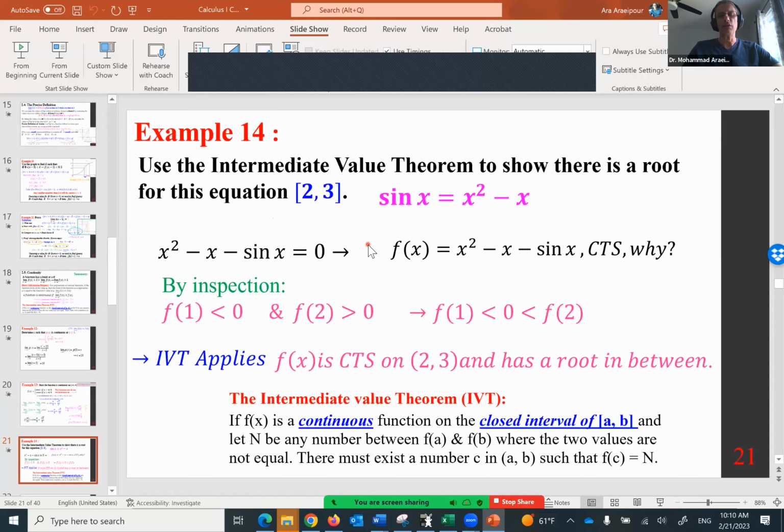The intermediate value theorem says that if a function is continuous on the closed interval from a to b, and n is any number between f of a and f of b, where the two values are not equal, there must exist a number c between a and b such that f of c equals n. And normally we use that to find roots. By roots, we mean x-intercepts or zeros of a function.